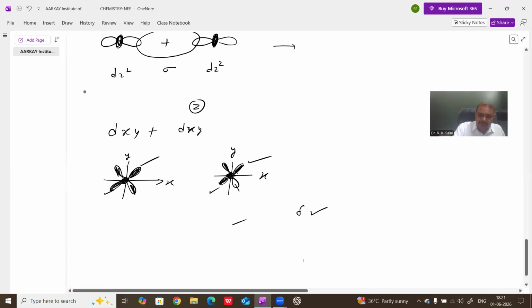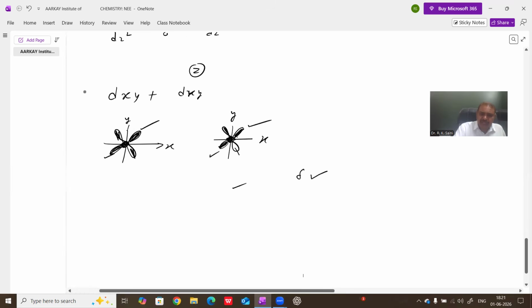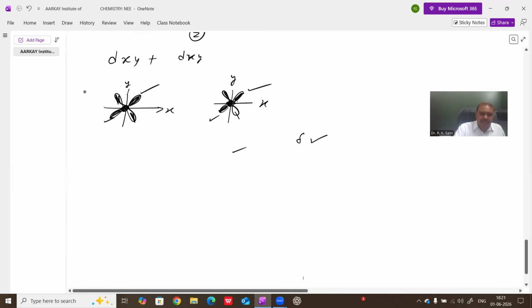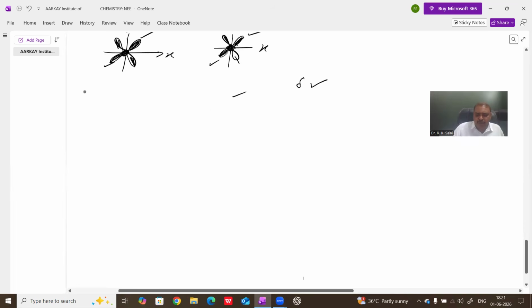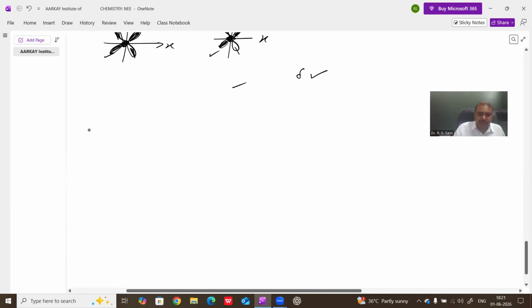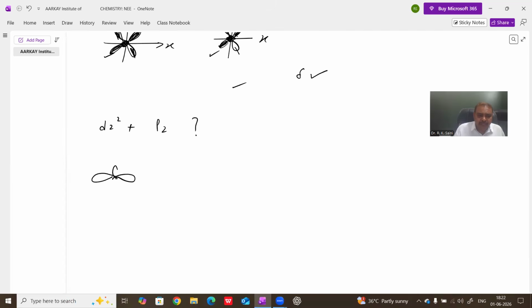Similarly, some other examples are also checked to identify the proper orientation. For example, dz square and pz. Which type of bond is formed? We know that it is the dz square orbital and pz, and their head-to-head overlapping forms a sigma bond.